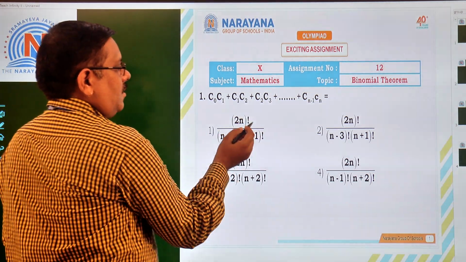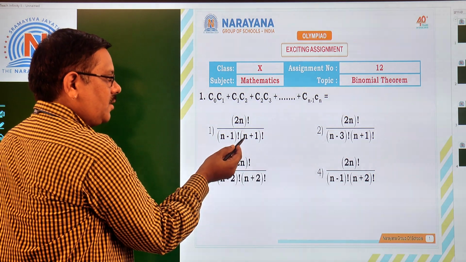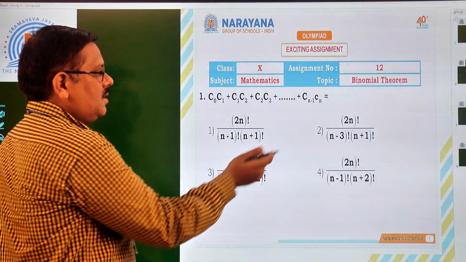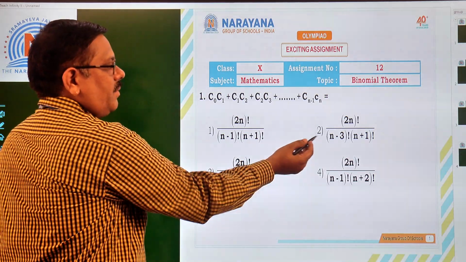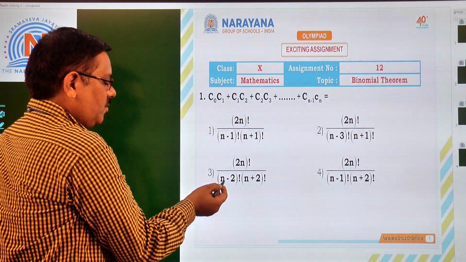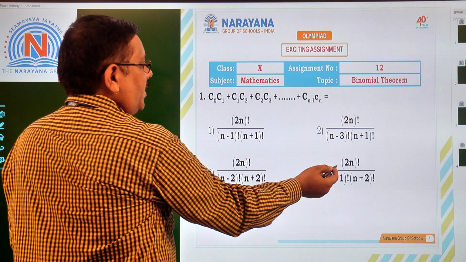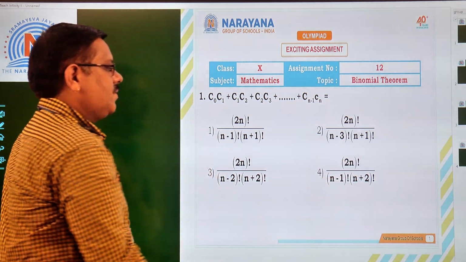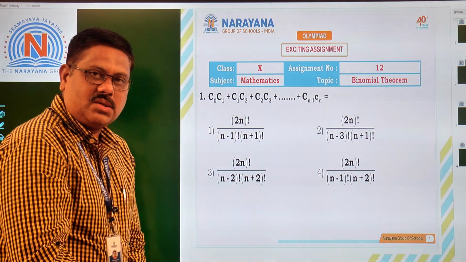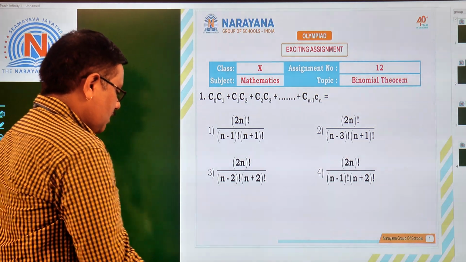We are given four options for this. One is 2n factorial by n minus 1 factorial into n plus 1 factorial. Second one is 2n factorial by n minus 3 factorial times of n plus 1 factorial. Third one, 2n factorial by n minus 2 factorial times of n plus 2 factorial. The fourth one is 2n factorial by n minus 1 factorial times of n plus 2 factorial. So which is the right option for that? Okay, let us start the solution.